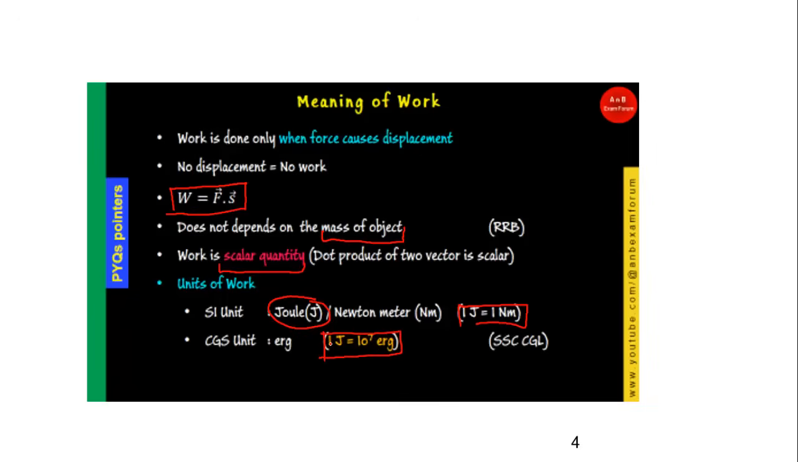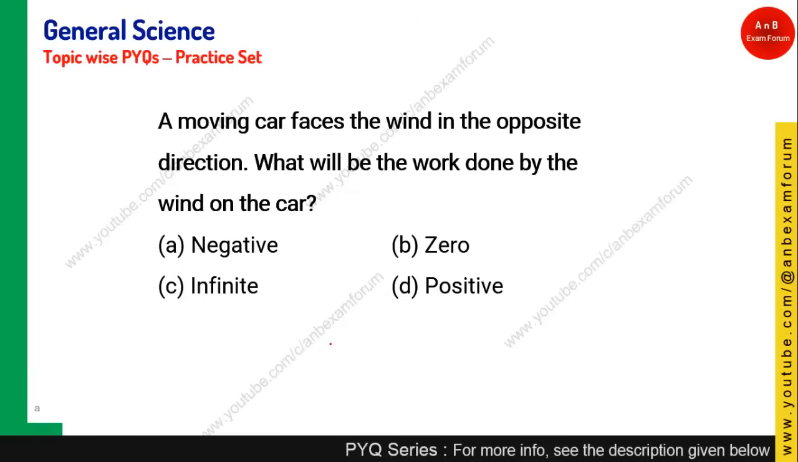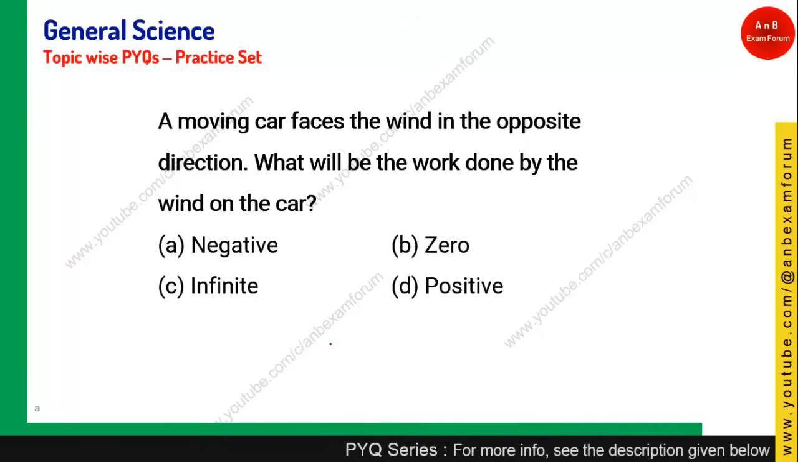So these are a few previous year pointers that we have seen repeatedly in the exam. You should be very conceptual about these pointers. Let's see the next previous year question. A moving car faces the wind in the opposite direction. What will be the work done by the wind on the car?